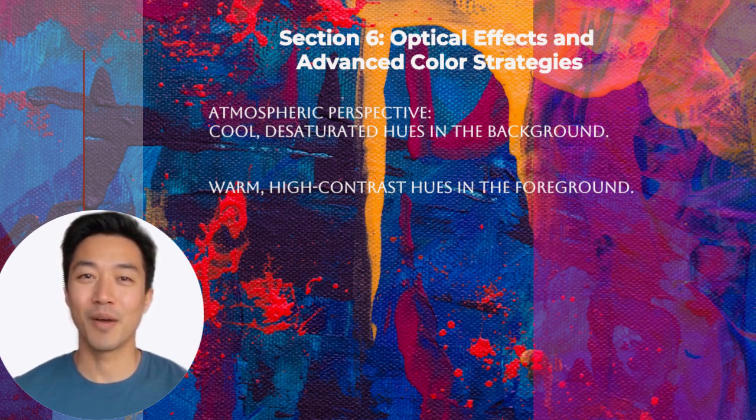Temperature shifts. Alternating warm and cool versions of the same hue enhances form and depth. Glazing and layering. Watercolor: layered washes to build luminosity. Oil: fat over lean glazes for glow and color mixing on the canvas. Acrylic: fast-drying glazes and transparent mediums for depth.